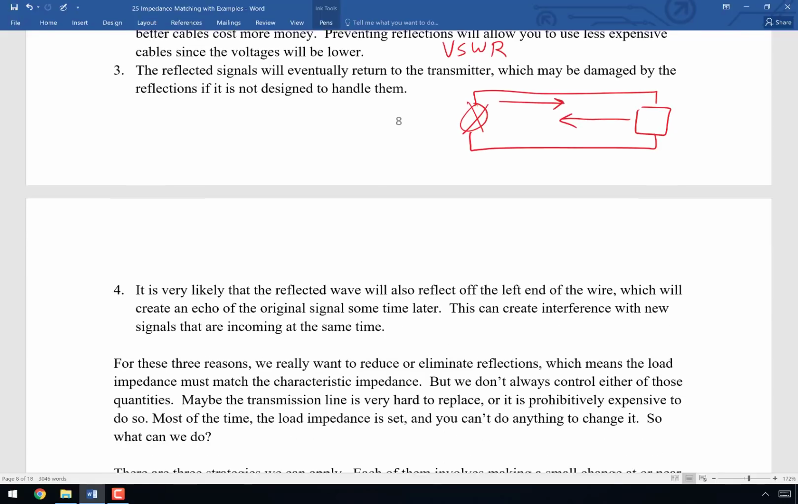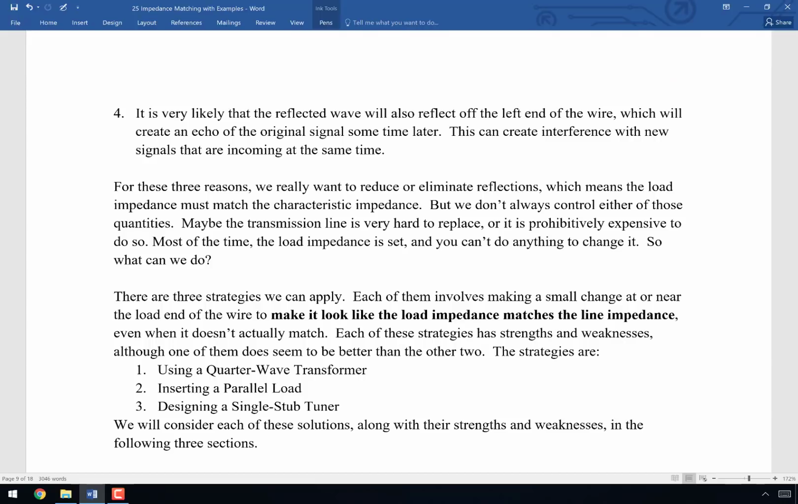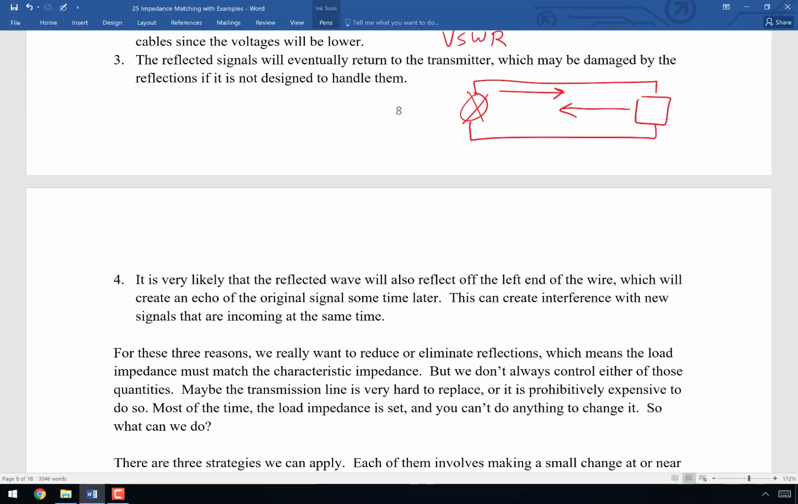And then finally, and perhaps most importantly, it's very likely that the reflected wave will also reflect off the source end, the left end of the wire, and then it'll create an echo of the original signal sometime later. So if we go back up here to this sketch that I drew, I have a signal coming down and it reflects back. When it hits this transmitter, let's imagine it doesn't destroy the transmitter, but some of it is going to reflect back again. But it's going to reflect back 2 delta t later.